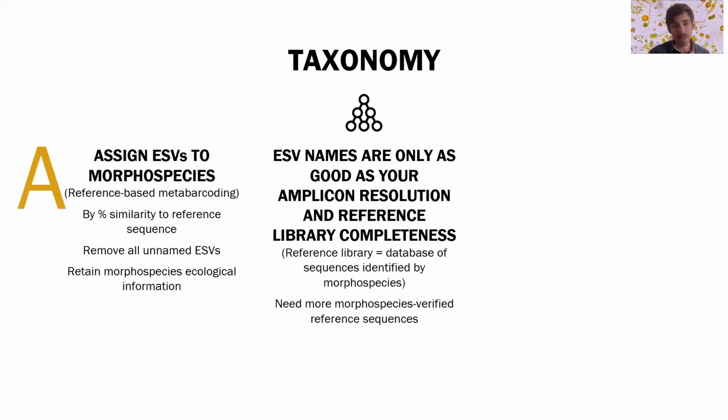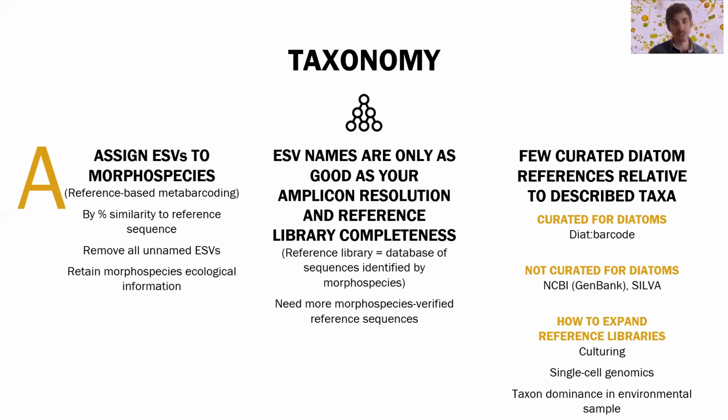The reference library is just the database of sequences identified by morphospecies with reliable morphospecies names. The biggest thing here is that we need more morphospecies verified reference sequences because there are very few curated diatom reference sequences relative to described morphospecies. The best database for diatom sequences is something called DiatBarcode, which is very good for RBCL in particular, but it's mainly used for European taxa so far. There are also non-curated databases like NCBI's GenBank and Silva, but these morphospecies names are going to be a lot more suspect than DiatBarcode.